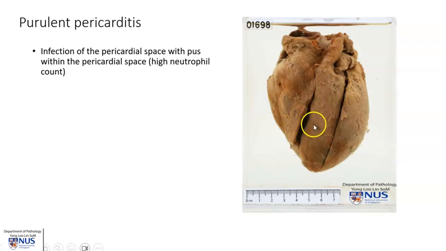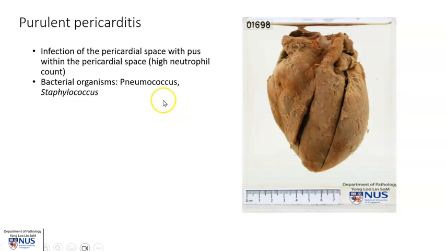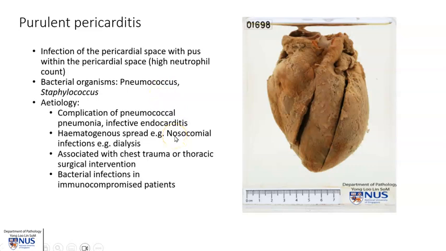Hence, the pericardial fluid, by definition, has to have very high neutrophil counts. Usually, this is caused by bacterial organisms such as pneumococcus as well as staphylococcus. And this can be due to a complication of infection in the thoracic cavity, for example, pneumococcal pneumonia or infective endocarditis. It can also be secondary to hematogenous spread, for example, nosocomial infections in patients with dialysis. And it can also be associated with penetrating trauma to the chest or surgical intervention in the thoracic cavity.